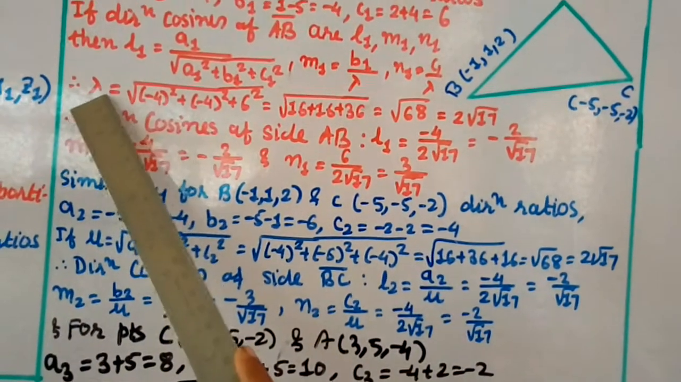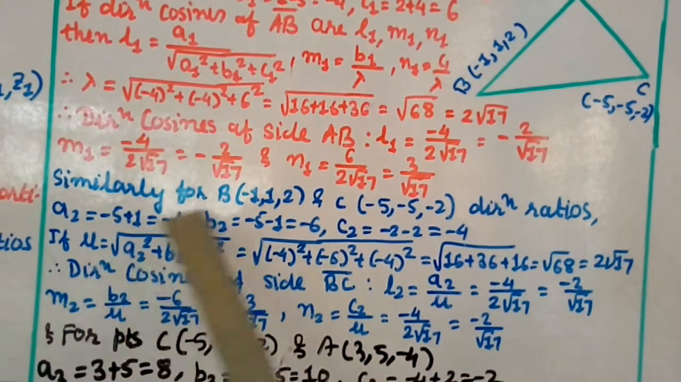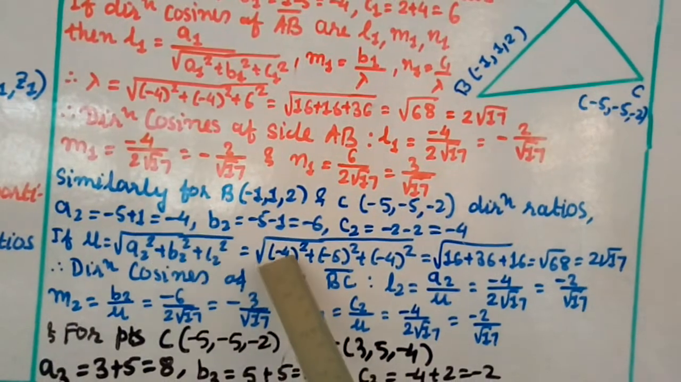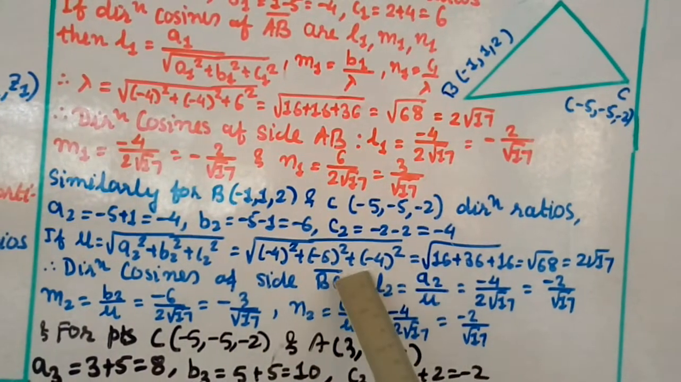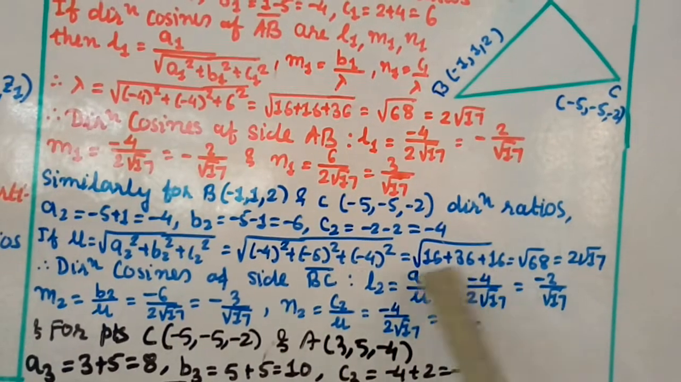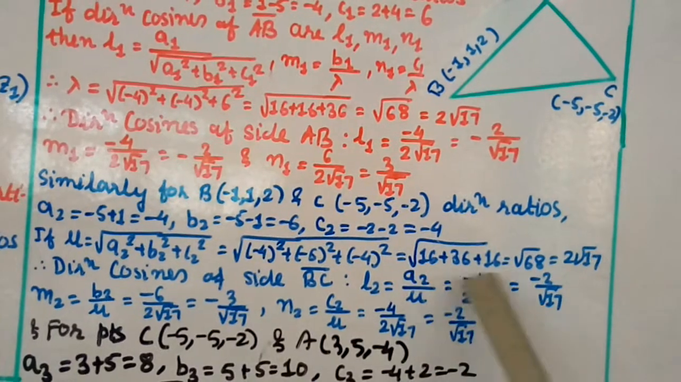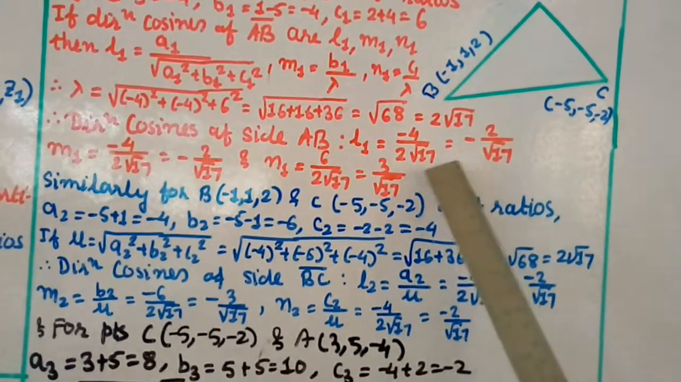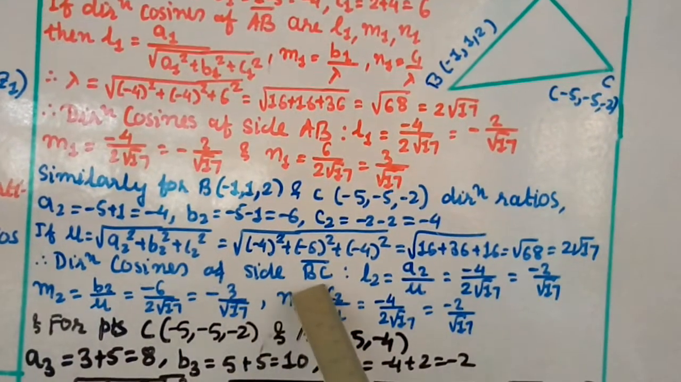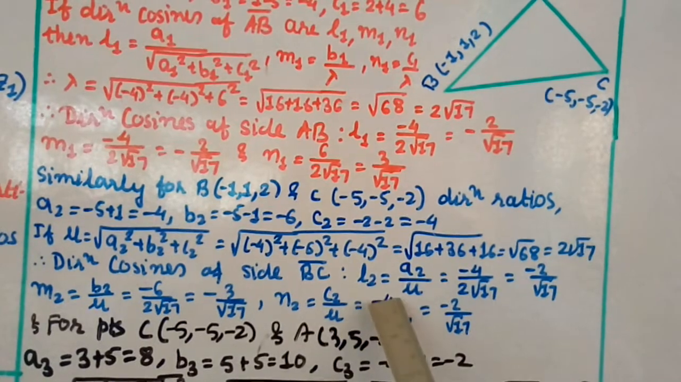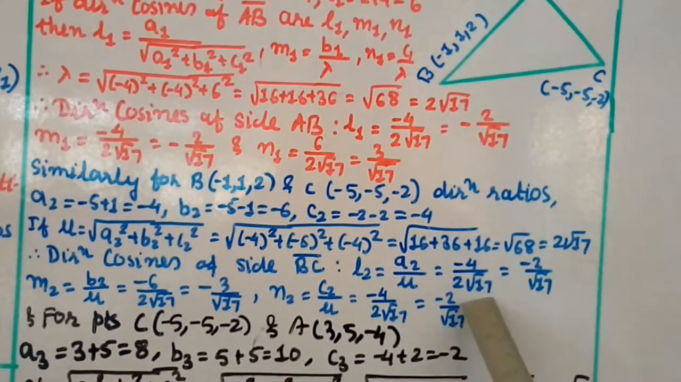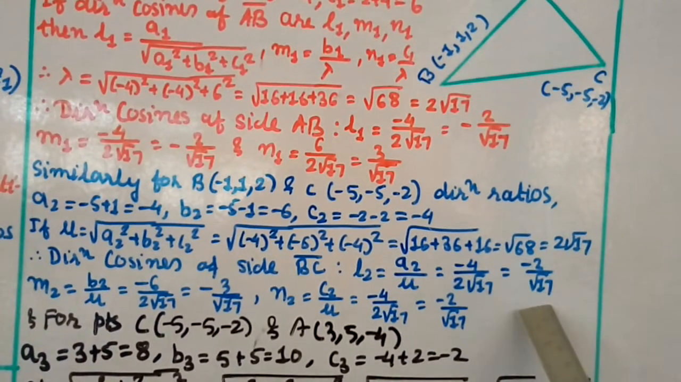Now here I already called lambda, so now I'll call mu. Mu equals the square root of a2 squared plus b2 squared plus c2 squared, which equals the square root of (-4) squared plus (-6) squared plus (-4) squared, that is 16 plus 36 plus 16. Find the sum, it equals the square root of 68, same as the previous one, and the square root of this is 2 root 17. Now the direction cosines of side BC: l2 equals a2 by mu. a2 is minus 4 divided by 2 root 17. Cut by 2, so you get minus 2 by root 17.